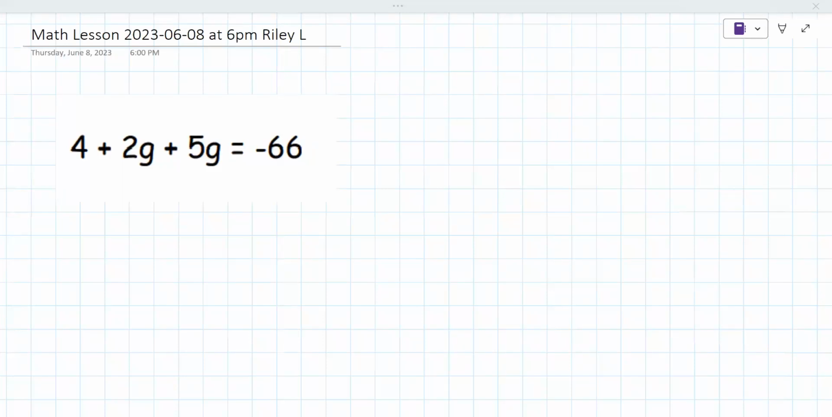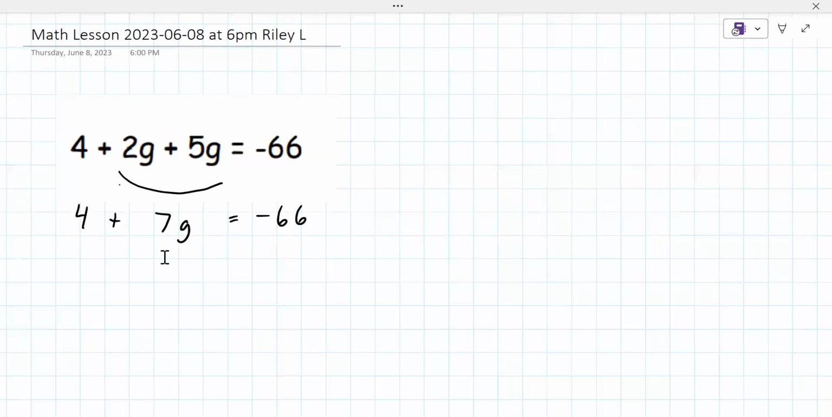So this is a problem where you are going to combine like terms. Is that a division symbol on the left, or, oh no, that's an addition sign. Sorry. Yeah, we're going to add these together. That's 7G plus 4.